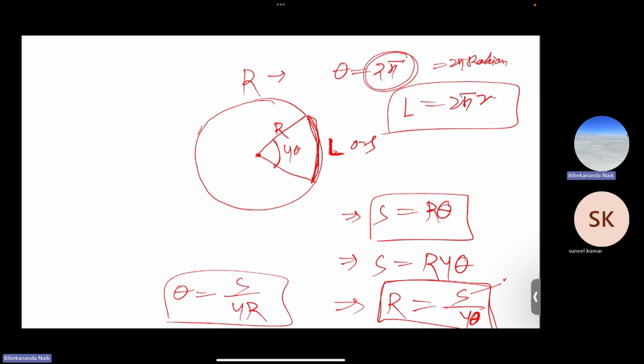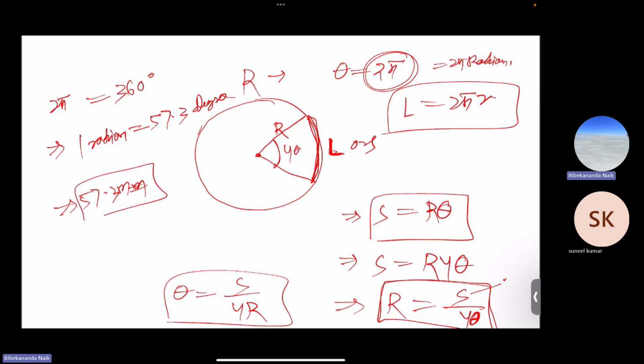So if you need to convert 2 pi radian to degrees, we know 2 pi is 360 degrees. Then 1 radian will be 57.3 degrees. So if you put 57.3 degrees here, then this R will be directly 57.3 mm.